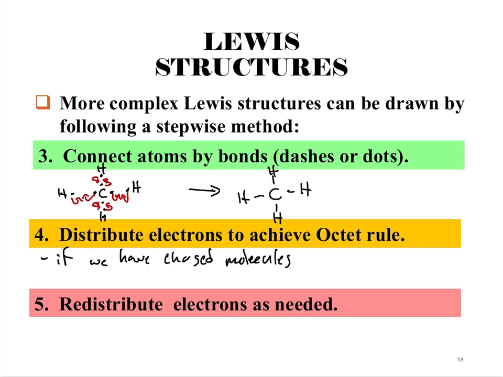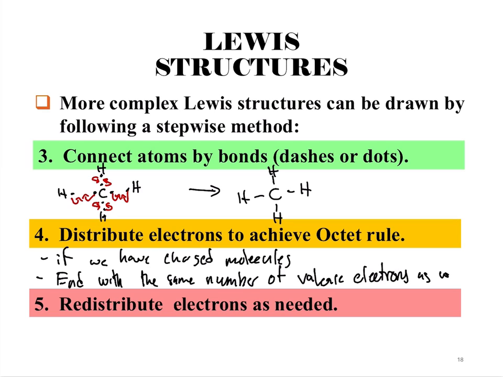Right? So if we started off with 36 electrons in our molecule, 36 valence electrons, then we need to end with 36 electrons total. So we're going to end with the same number of valence electrons as we started with.